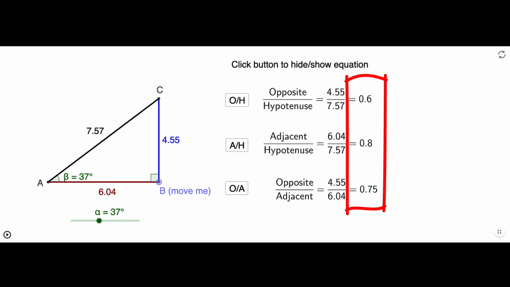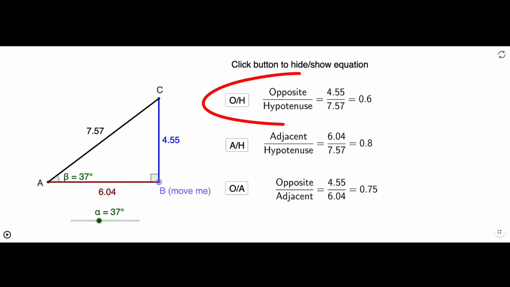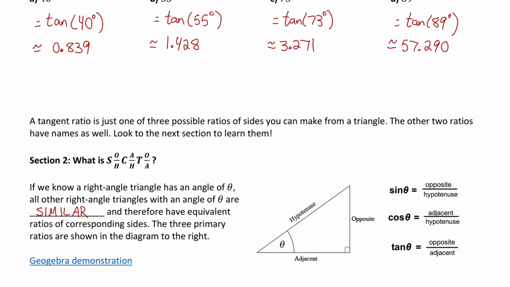So if you typed sine of 37 degrees on your calculator, it would tell you that the sine ratio is 0.6. So hopefully that demonstration helped.